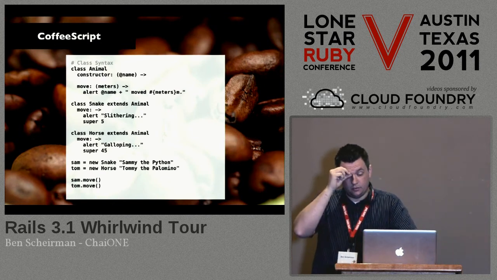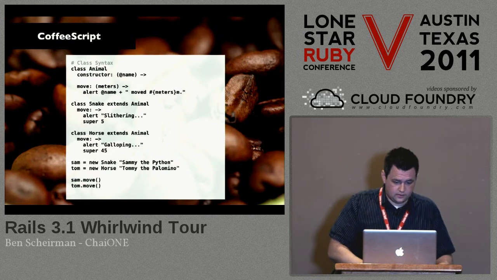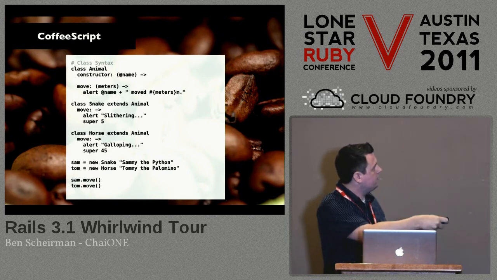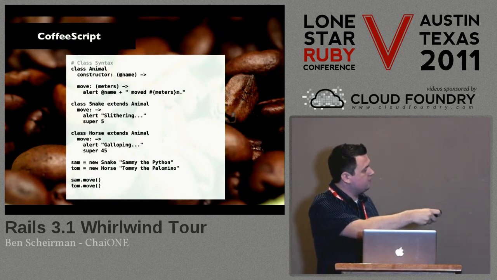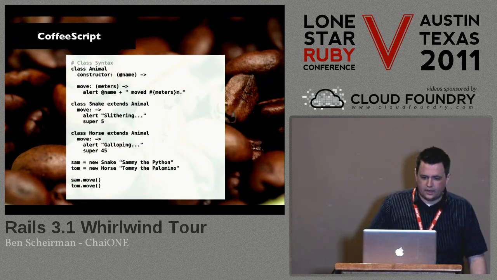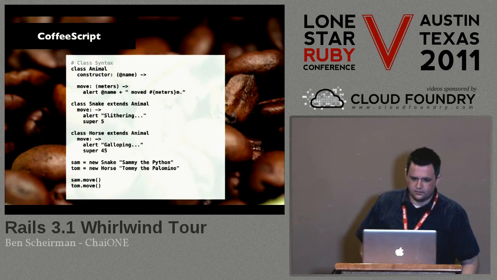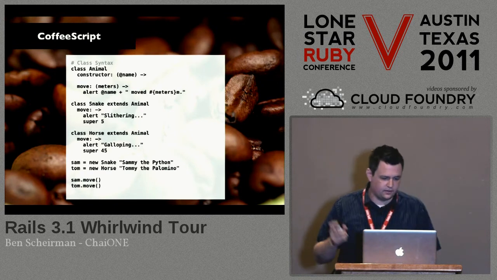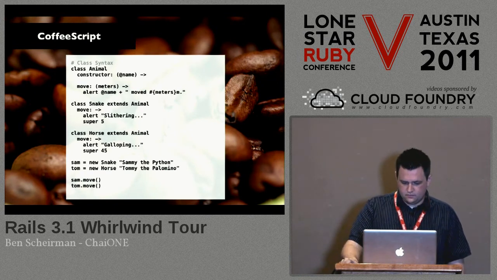So this is a class animal with a constructor. And you can see we've got some string interpolation going on right here, which is pretty awesome. And you have inheritance. So snake extends animal, it slithers, and the horse gallops. Pretty straightforward.